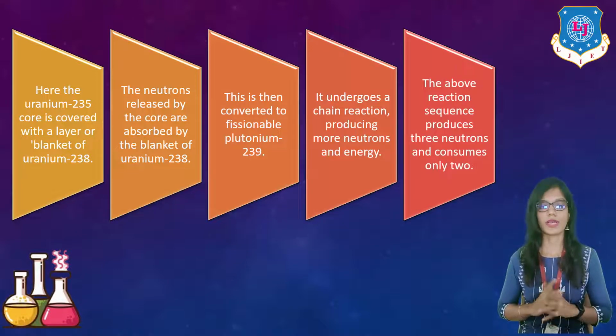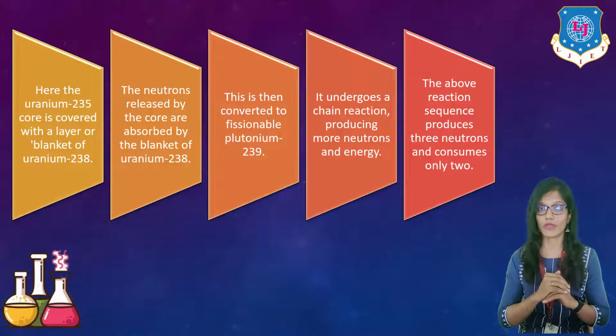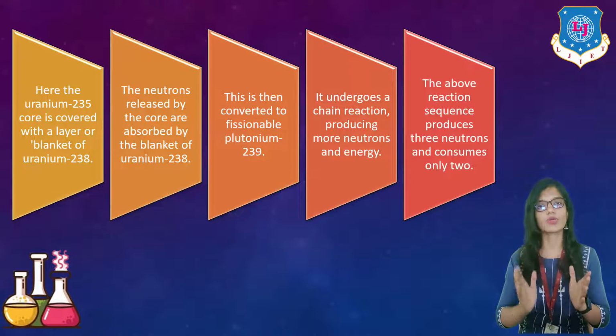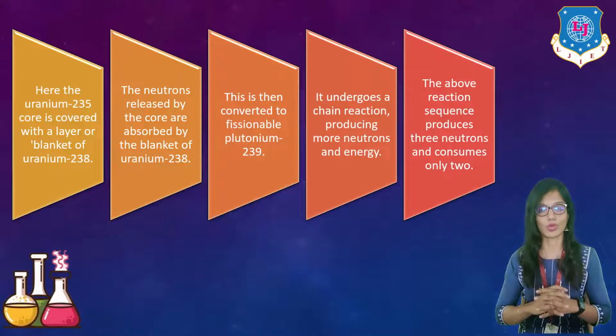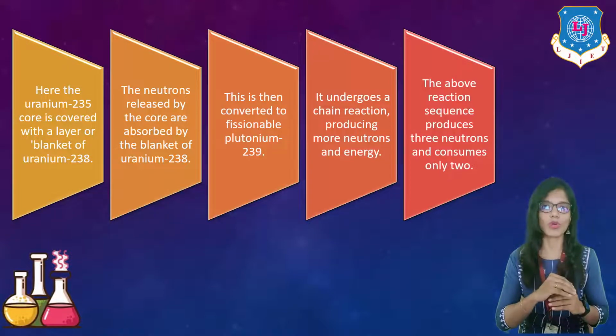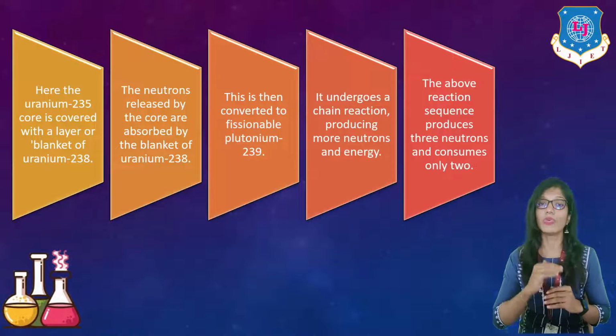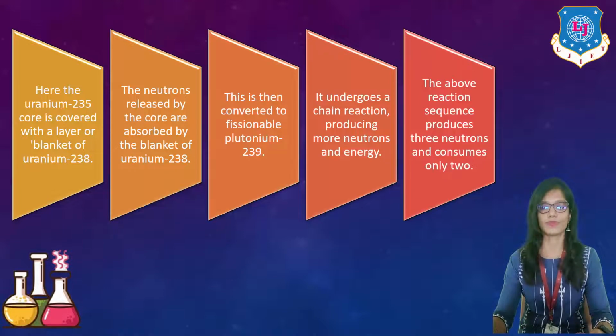So what happens here? We use a very small amount of uranium-235, but a very huge amount of uranium-238. In this manner, we have plenty of uranium-238. So by using smaller quantities of radioactive material, we can get a huge amount of energy. This is the best example of how we can utilize our knowledge in this manner.